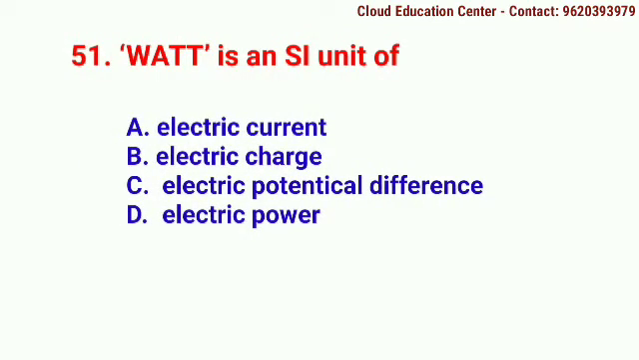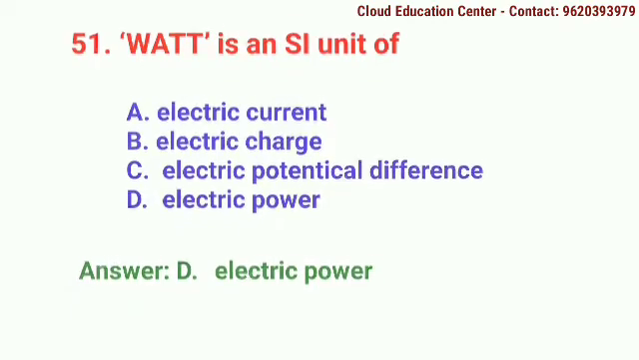The next question is, what is not an SI unit of? There are 4 options. In that, electric current SI unit is ampere, electric charge SI unit is coulomb, electric potential difference SI unit is volt. So the correct answer is electric power. So option D is the correct answer. Electric power SI unit is watt.